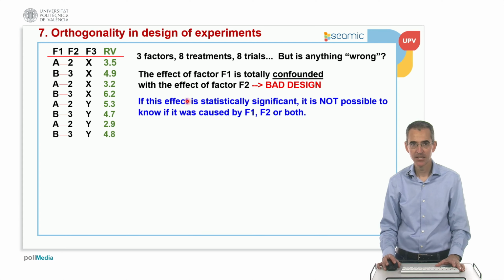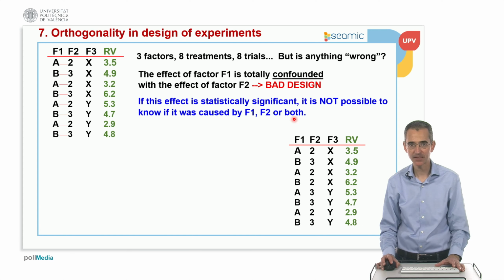What happens? Imagine that we analyze the data with ANOVA and we find that the effect of the first factor is statistically significant. But actually, as this effect is totally confounded with the second factor, it's not possible to know if this effect was caused by F1 or by F2 or by both factors. It is impossible to separate this effect.